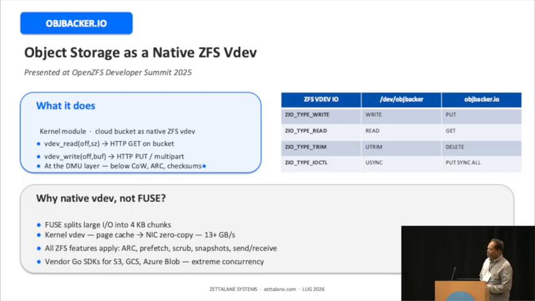So compared to a FUSE layer, this is a kernel module. There are a lot of advantages in using a kernel module compared to FUSE, and because of that, we are able to achieve extreme throughput. For example, we could do 13 gigabytes per second on a 150 gigabits per second Ethernet.